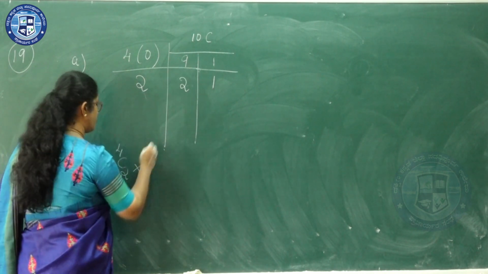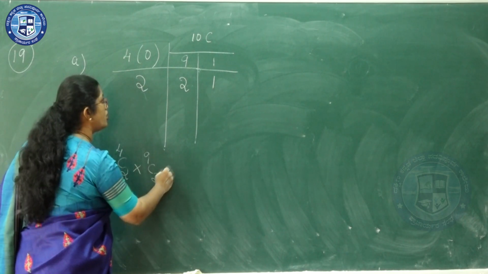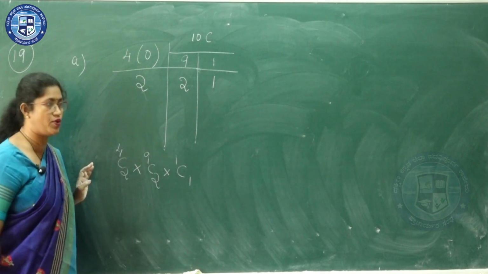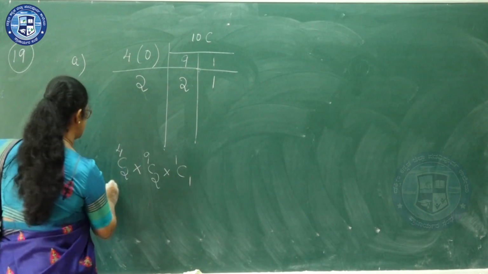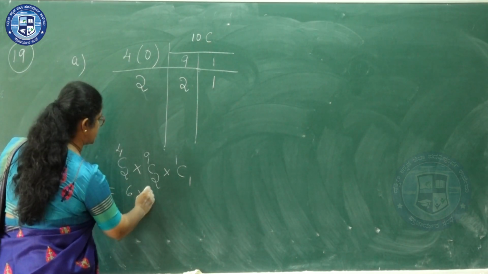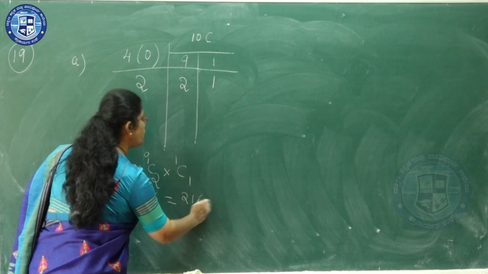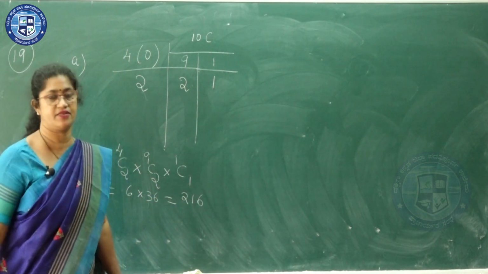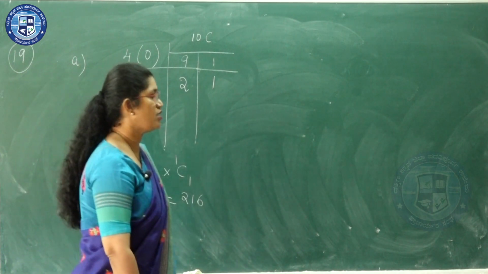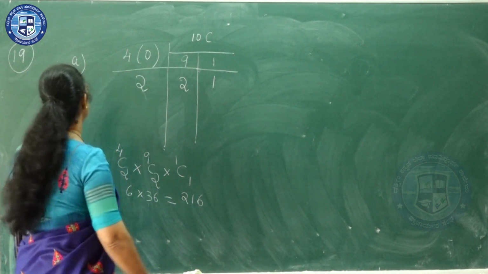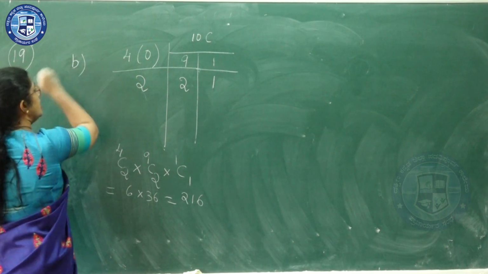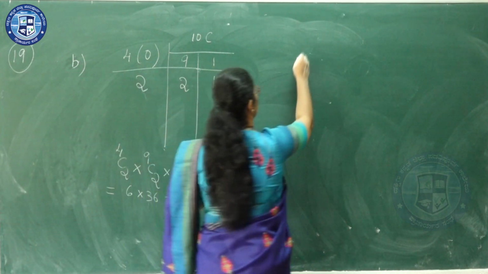4C2, and from 9 I have to choose 2, and from 1 I have to choose 1. So we'll do the calculations. 4C2 is 6, and this is 36, which is equal to 216. Let us look at option, this was option B. Now let us look at option C.